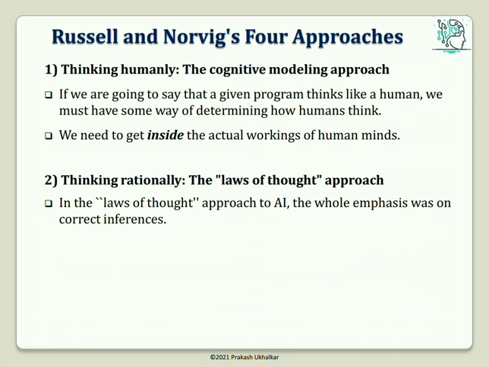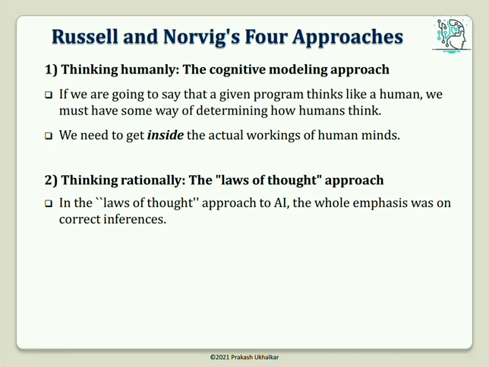Thinking humanly, the cognitive modeling approach. If we are going to say that a given program thinks like a human, we must have some way of determining how humans think. We need to get inside the actual workings of human minds. There are two ways to do this: through introspection, trying to catch our own thoughts as they go by, and through psychological experiments. The interdisciplinary field of cognitive science brings together computer models from AI and experimental techniques from psychology to try to construct precise and testable theories of the workings of the human mind.